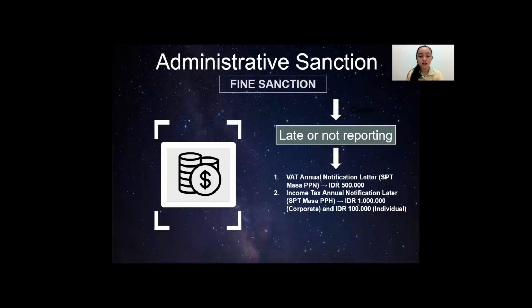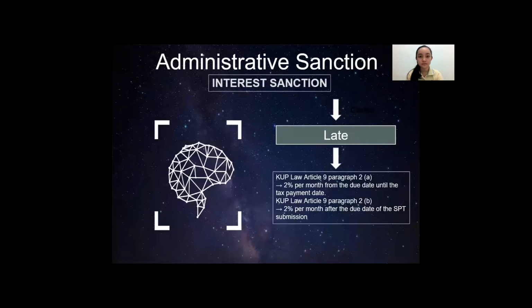Then when you are late in submitting the income tax annual notification letter, called SPT Masa PPh, you need to pay 1 million rupiah for a corporation and 100,000 rupiah for an individual.